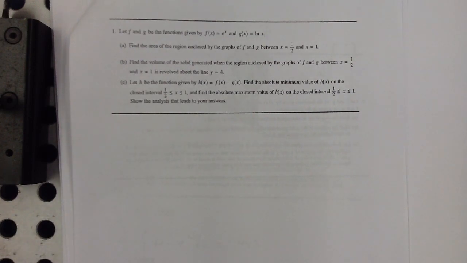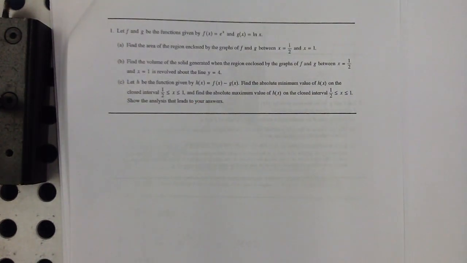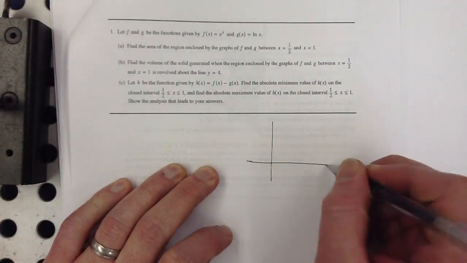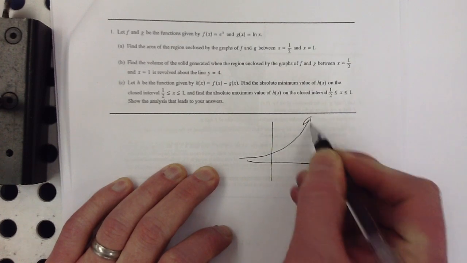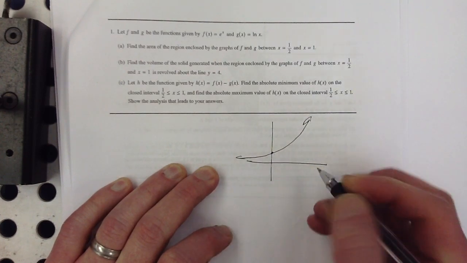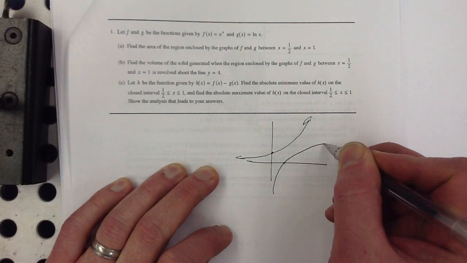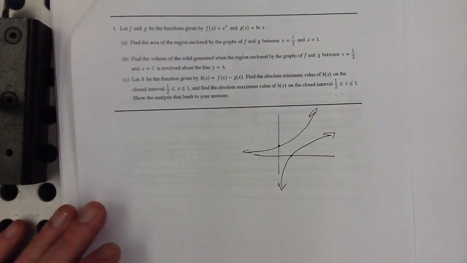So let's see. We've got two functions, f and g. They're given by e to the x and natural log x. I'm going to make a little sketch of that. You could use your calculator, but you know what those look like. They're inverses of each other. The natural log function and the exponential function are inverses, right?